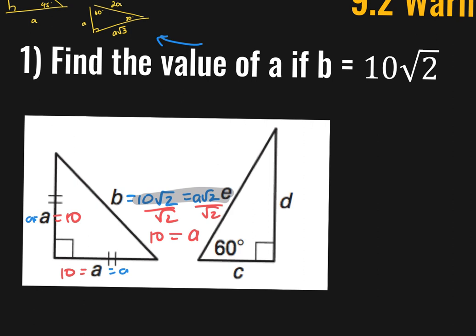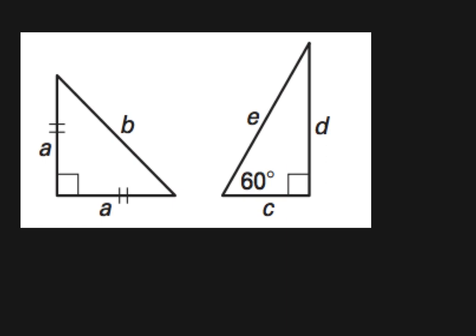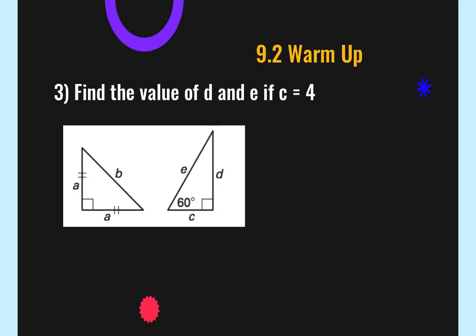Questions on that one? Nope. Number 2 says find the value of B if A is 19. So now it's giving you the A side. Again, this would be your A root 2. So if this is 19, then B is 19 root 2. You're just going to plug the 19 in the place of the A.